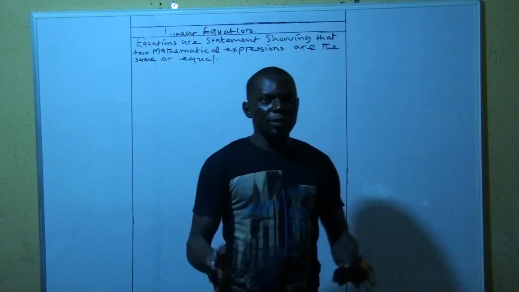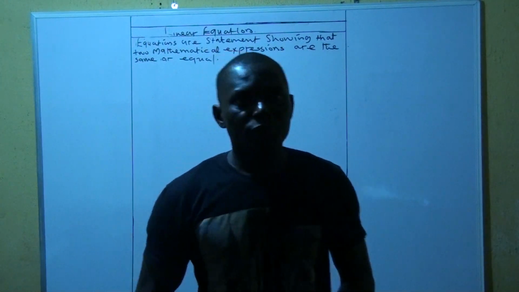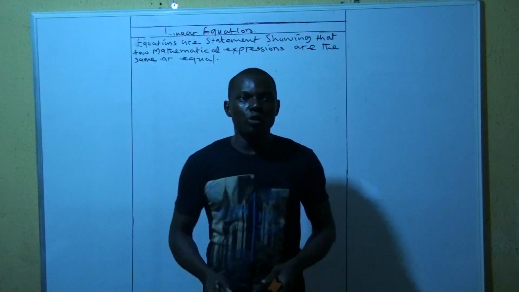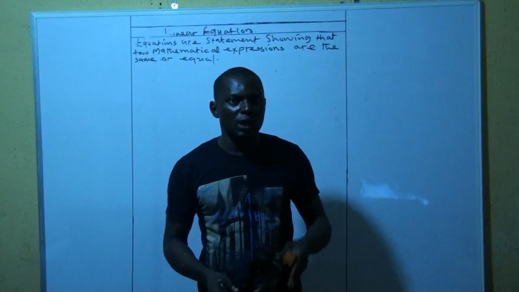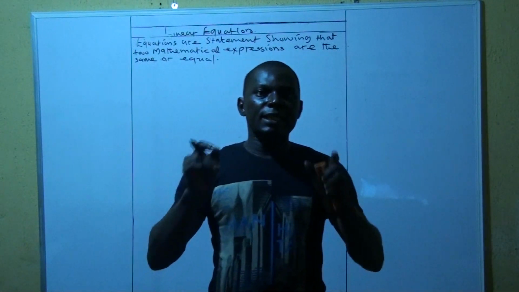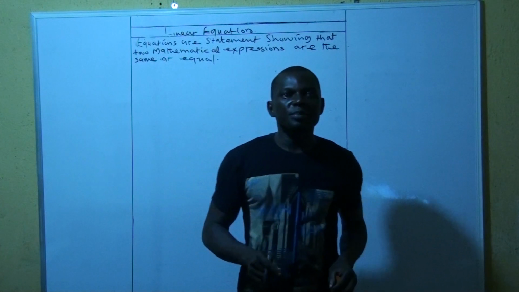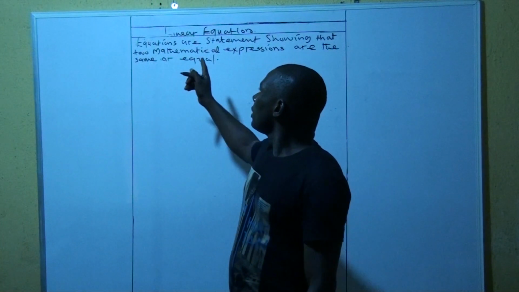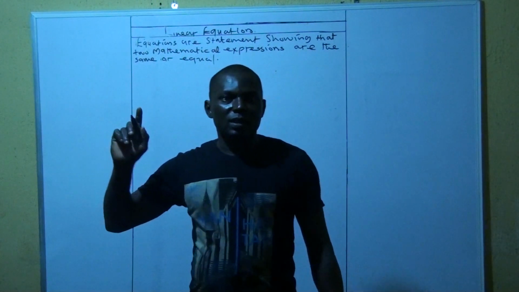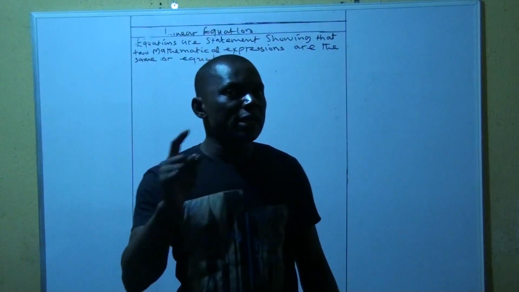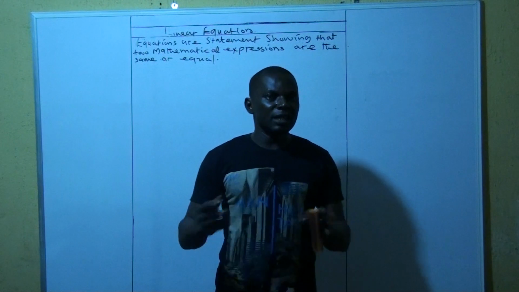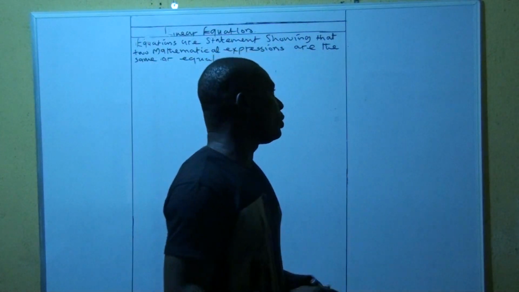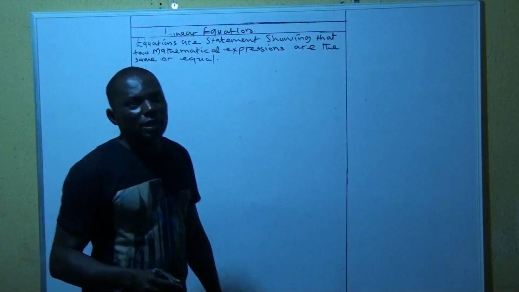So the simple definition of equations, whether linear equations, quadratic equations, cubic equations, or quartic equations, is that they are statements that show that two mathematical expressions are the same, or two quantities are the same. That is the simple definition of equations.